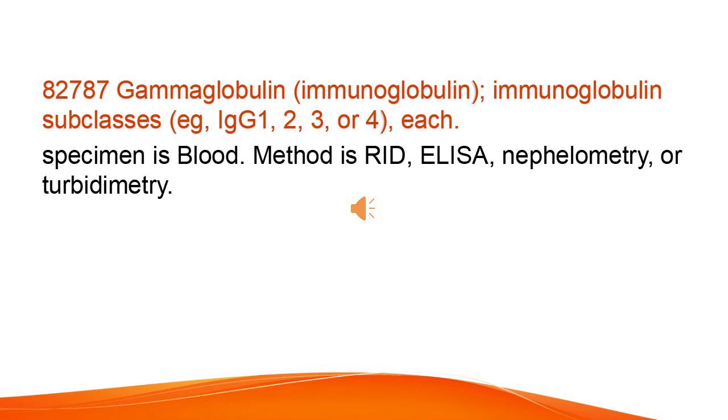Gammaglobulin, immunoglobulin, immunoglobulin subclasses, e.g., IgG1, 2, 3, or 4, each. Specimen is blood. Method is RID, ELISA, nephelometry, or turbidimetry.